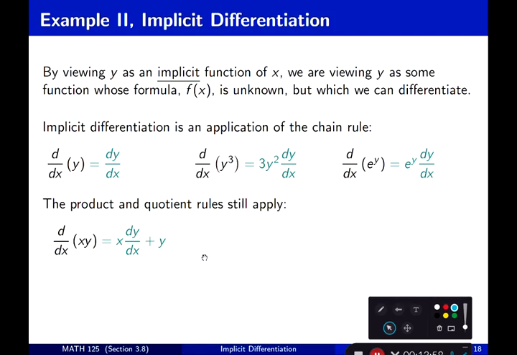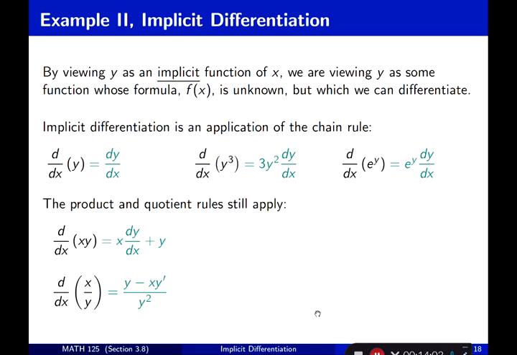What about the quotient rule? The quotient rule again applies. The derivative with respect to x of x over y is going to be the derivative of the top, which is 1, times the bottom, which is y, minus the high, which is x, times the derivative of the bottom, which is dy dx or y prime again, divided by y to the power 2, which is the denominator.